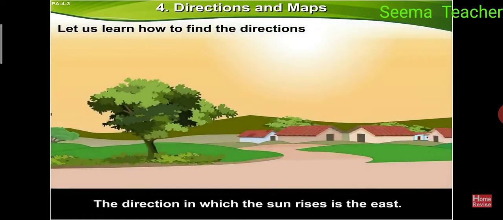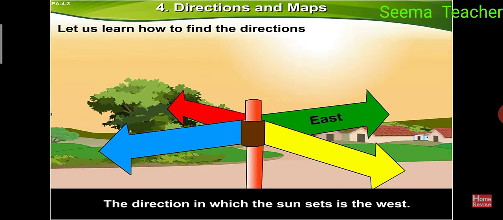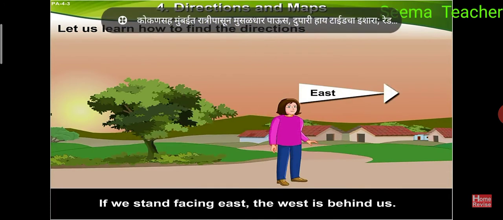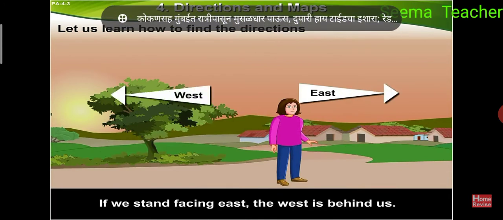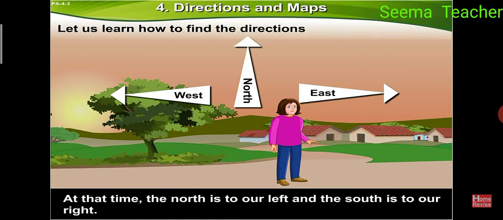The direction in which the sun rises is the east. The direction in which the sun sets is the west. The directions east and west are opposite to each other. If we stand facing east, the west is behind us. At that time, the north is to our left and the south is to our right.